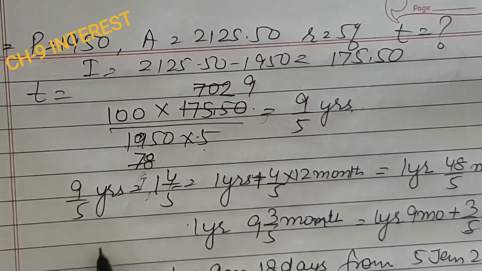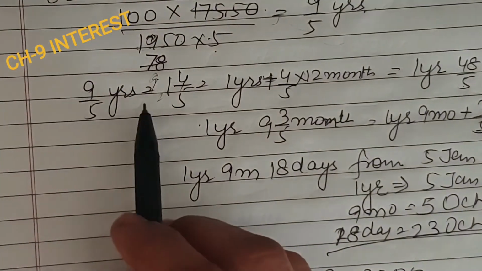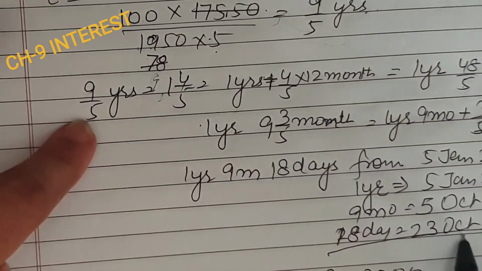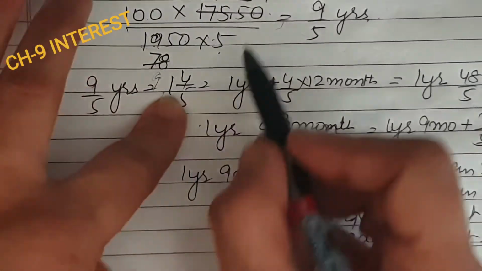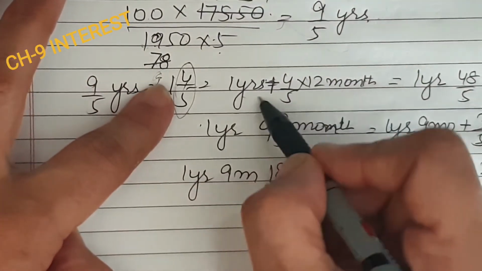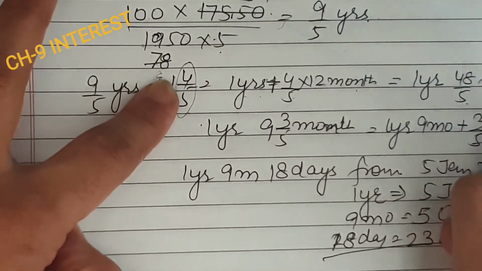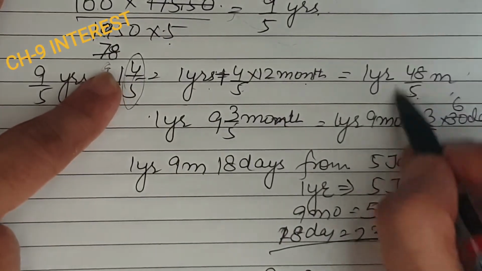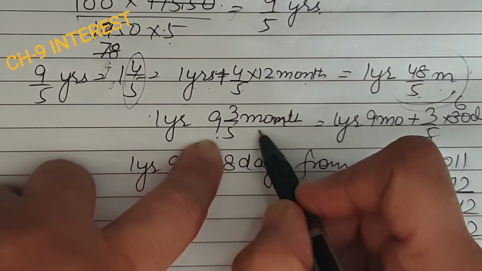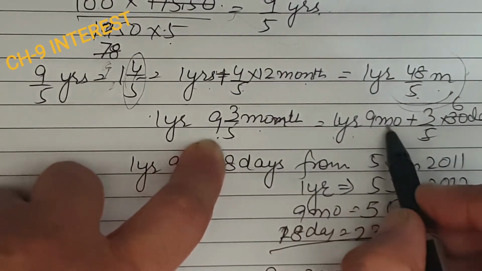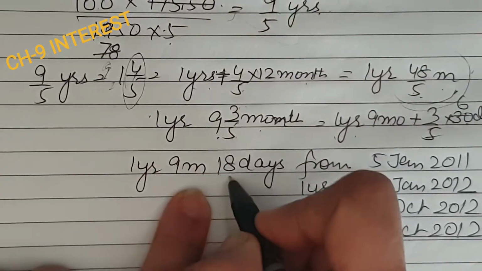Now in 9 by 5 years, how to convert it to the date, how to reach the date? 9 by 5 years means 1, 4 by 5 years. 4 by 5 years means 1 complete year, and 4 by 5 into 12 months. That is 48 by 5 months. Now 48 by 5 months means 9 complete months and 3/5 of the 10th month. So 1 year, 9 months. So how many days? 3/5 multiplied by 30. That means it is 18 days.